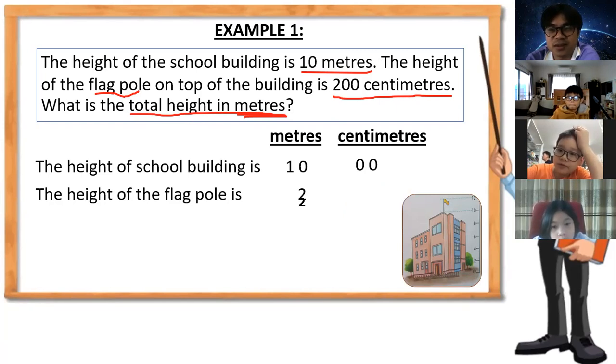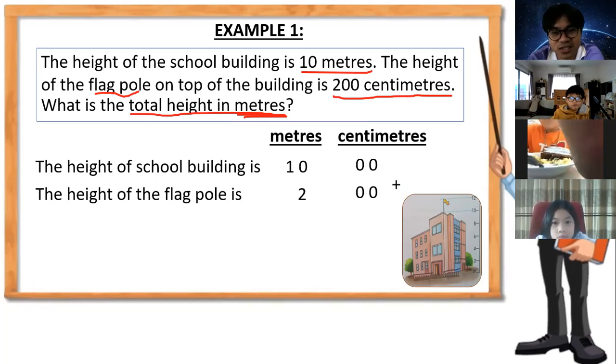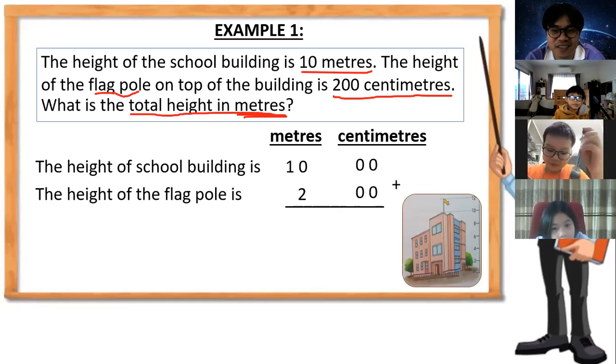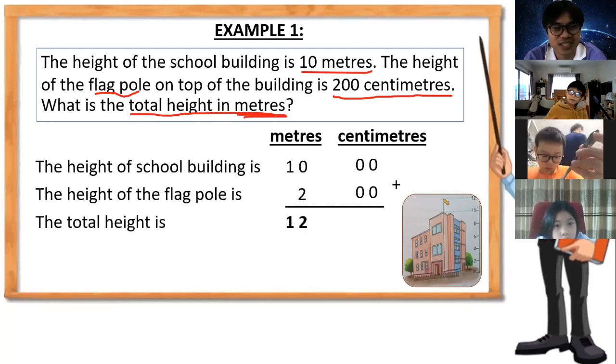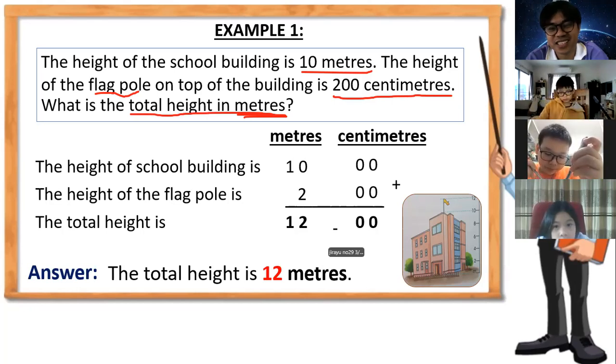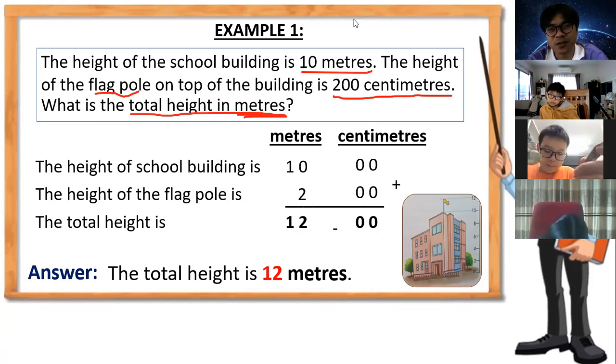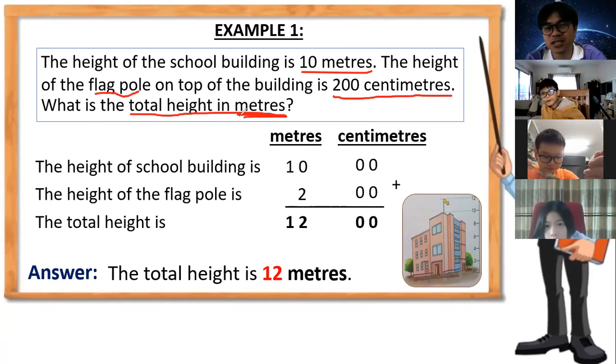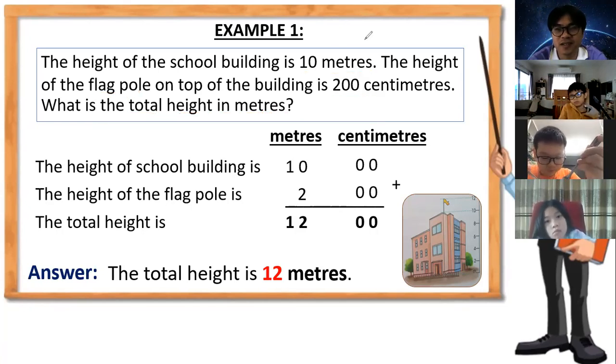You can erase now those who wrote on the screen. Just follow. And then 0, no centimeters because we converted into meters. So this is plus. So you add because what is the total? According to the picture, the answer is 12 meters, because the question is, what is the total height in meters? So the total height is 12 meters. Easy as that. Very easy, just add. If the question is asking in specific units, for example meters, you need to convert the centimeters to meters. All right, another example here.